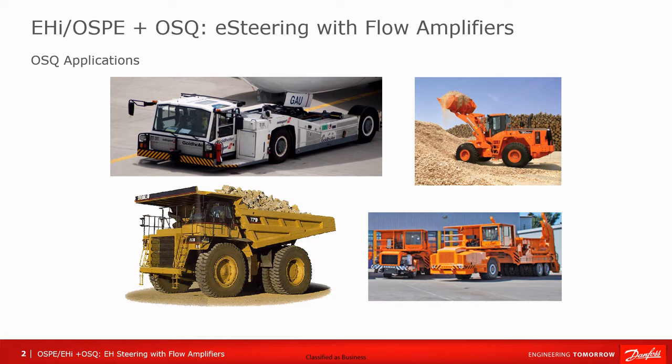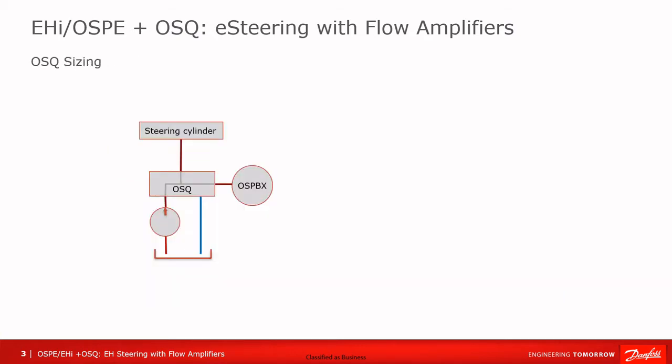Here are some example applications of the OSQ, as these machines require a large steering flow. The OSQ multiplies the flow rate of a pilot steering unit, for example, an orbital or EH valve. The flow from the OSP and from the OSQ is metered into the steering cylinder.